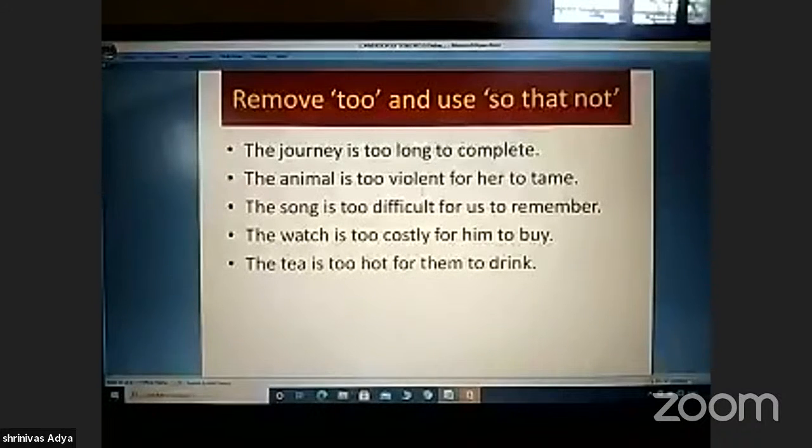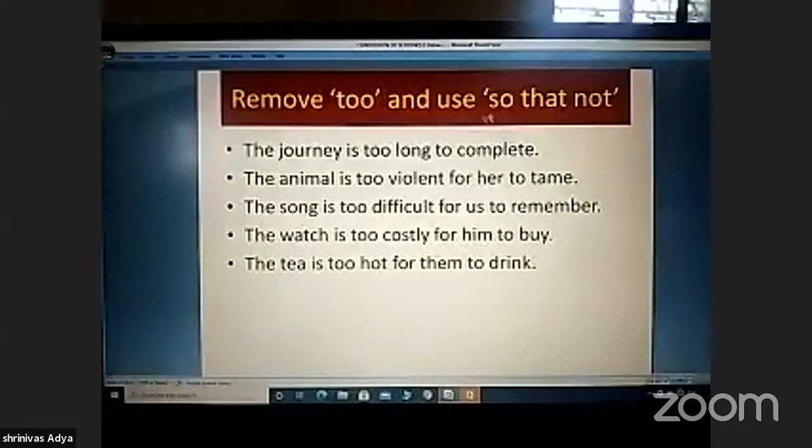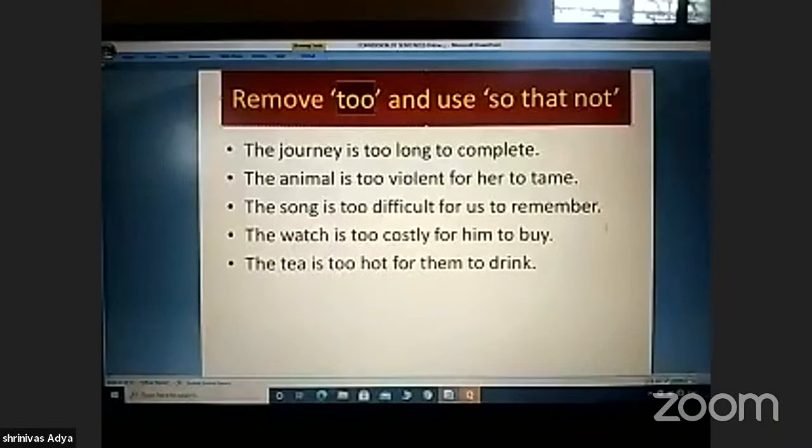See, in this class, we have worked on rewriting the sentences using so that not. That means we were given sentences with too and to, and we reframed the sentence using so that not. Is it clear? In the examination, they may reverse this also. They will give the sentence with so that not, and you have to rewrite the sentence using too and to. Did you get me? See, the reverse of this you can practice at home.